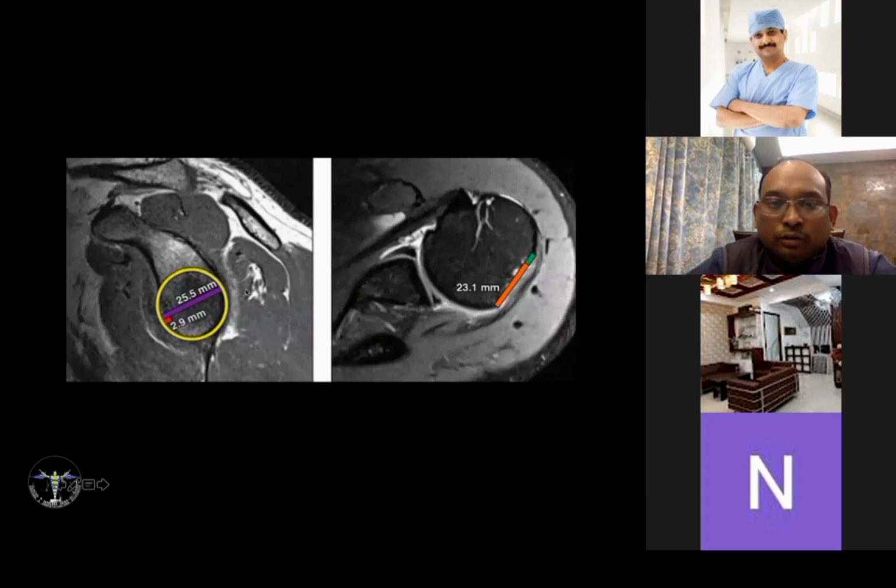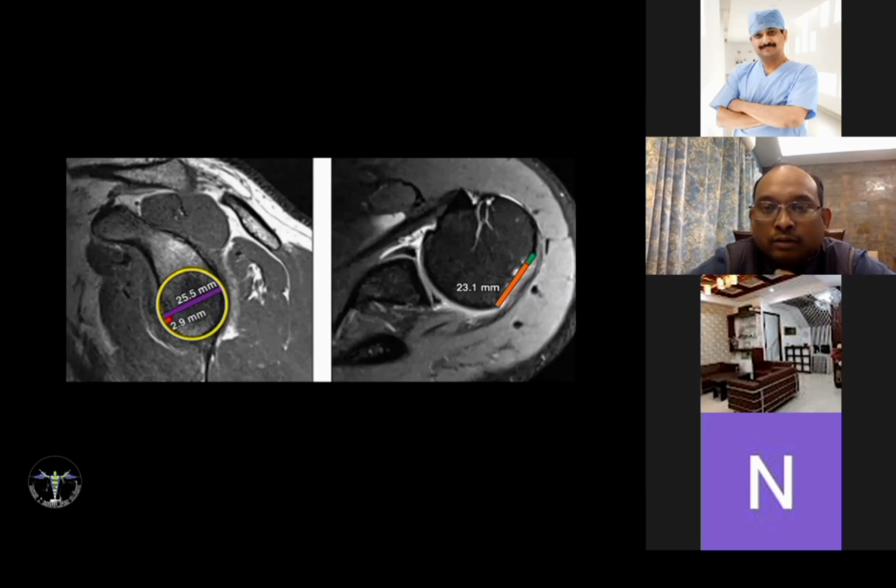Coming to static image examples. This is what is called the best fit circle method, where we measure the glenoid bone loss. There are two different methods of measuring the glenoid bone loss. One is the best fit circle method. The other is comparison with the contralateral shoulder.